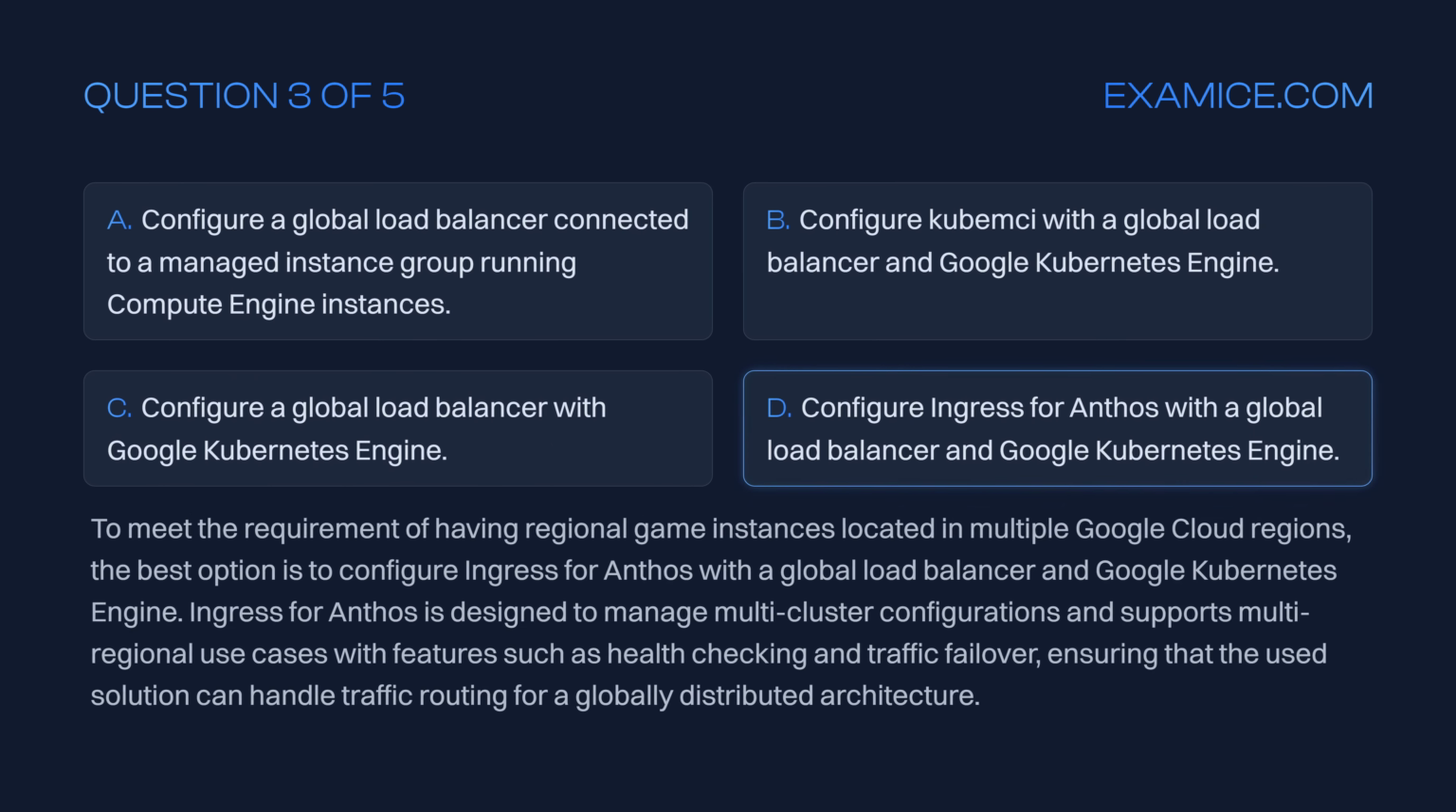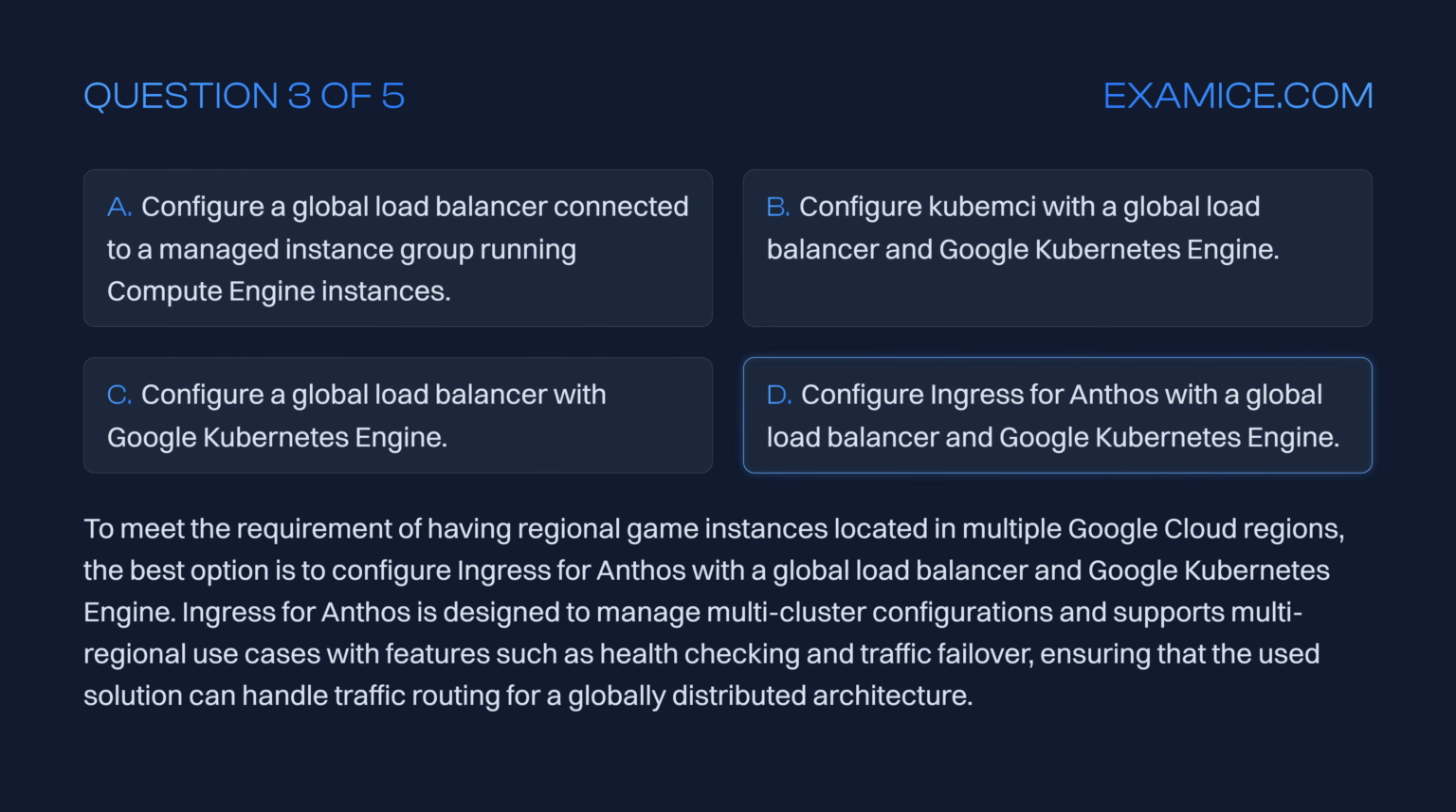The answer is option D. To meet the requirement of having regional game instances located in multiple Google Cloud regions, the best option is to configure ingress for Anthos with a global load balancer and Google Kubernetes Engine. Ingress for Anthos is designed to manage multi-cluster configurations and supports multi-regional use cases with features such as health checking and traffic failover, ensuring that the solution can handle traffic routing for a globally distributed architecture.